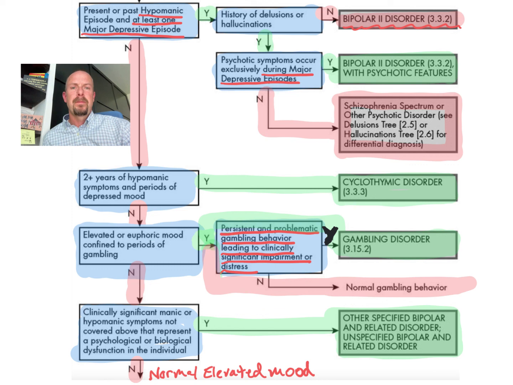So at the very end of this, if there weren't significant symptoms to merit a hypomanic or manic episode, you were just kind of elevated mood and expansive mood, talkative, a little bit more excited than normal, that would be a normal elevated mood. You're human. So there you go. That is the decision-making map for elevated or expansive mood as the primary symptomatology.